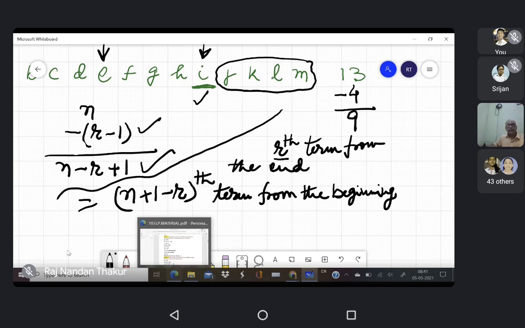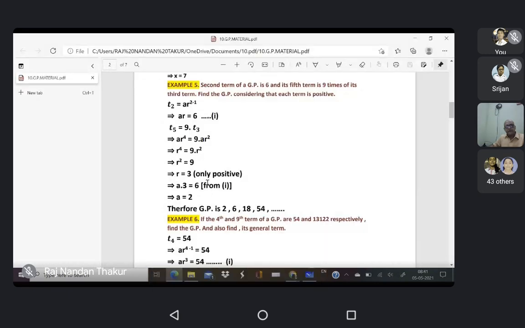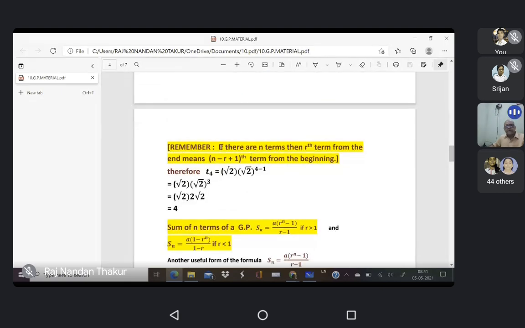I'll show you. See here. If there are n terms, then rth term from the end means n minus r plus 1th term from the beginning. But I suggested remember it as n plus 1 minus r. Okay? n plus 1 minus r.